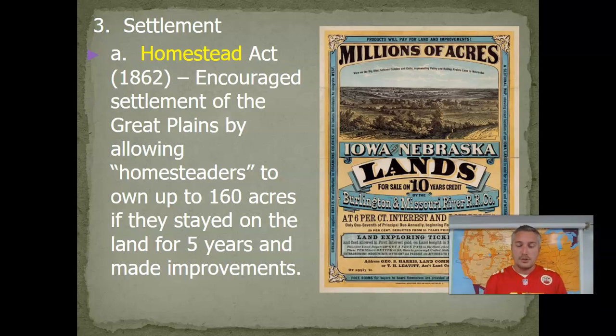Basically, if you went to an open area out west, you could claim up to 160 acres if you lived on that 160 acres and improved it in some way over a period of 5 years. You stay there 5 years, the 160 acres is yours. There are very, very few times in human history where governments have just basically offered up free land to people, and people jumped on it.